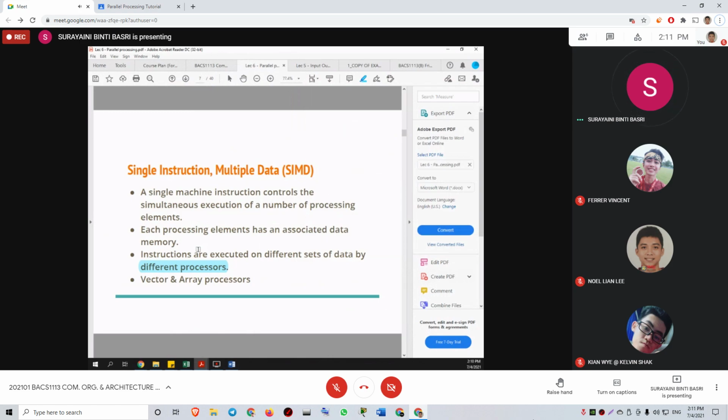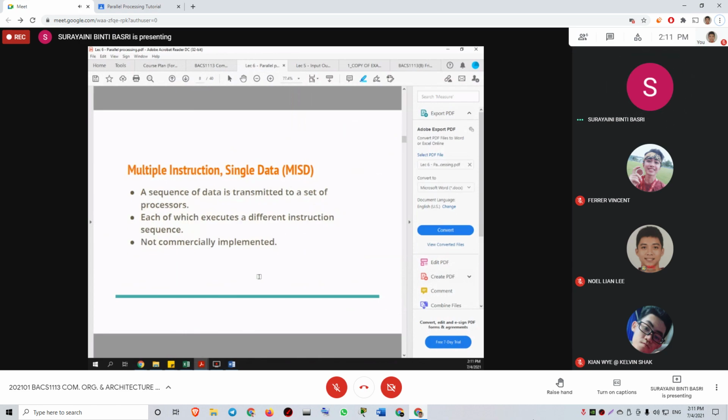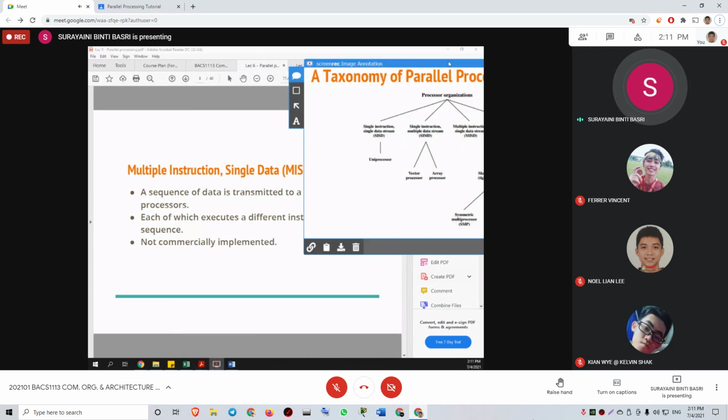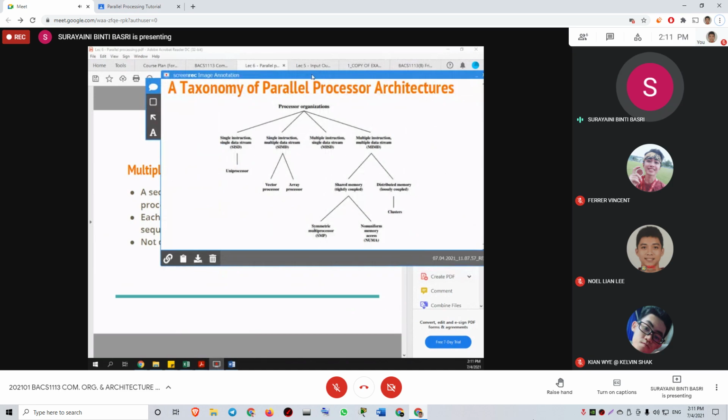And then SIMD can use more than one processor, which are the vector and array processors. This topic only covers the introduction part, only the upper level of parallel processors. So that's why we didn't cover what exactly a vector or an array is. But it is enough for us to know at the moment that SIMD will use two types of processor, the vector and array processors.